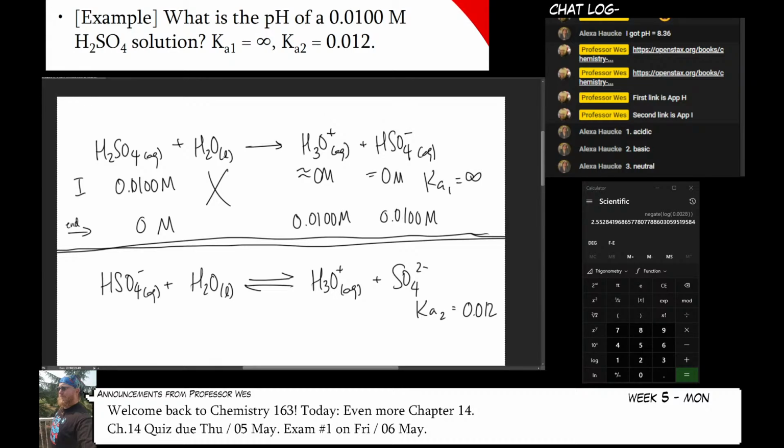There is no sulfuric acid left because it's a strong acid. It is completely H3O plus and bisulfate. No, not bisulfite. Sorry, hydrogen sulfate.